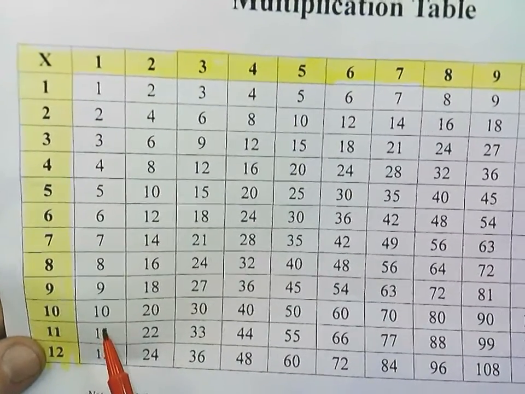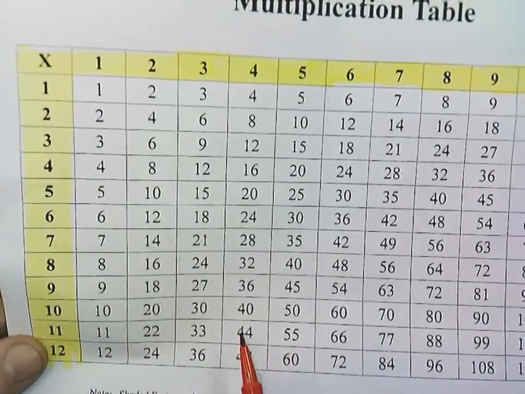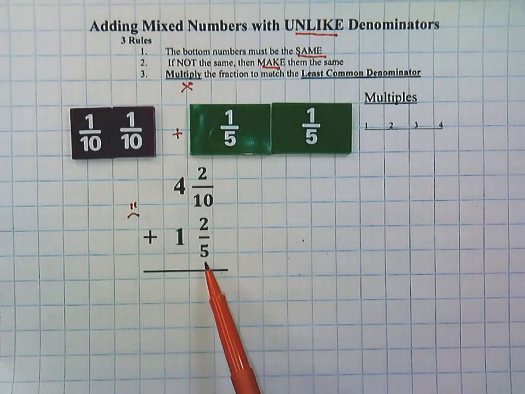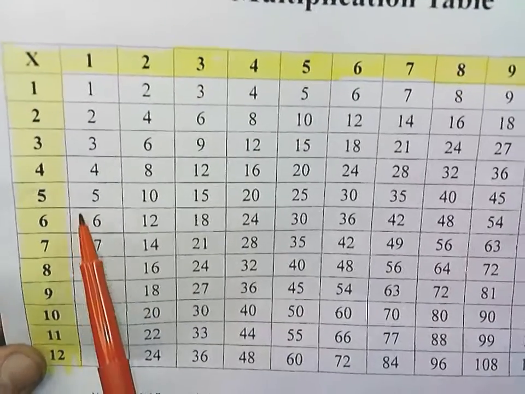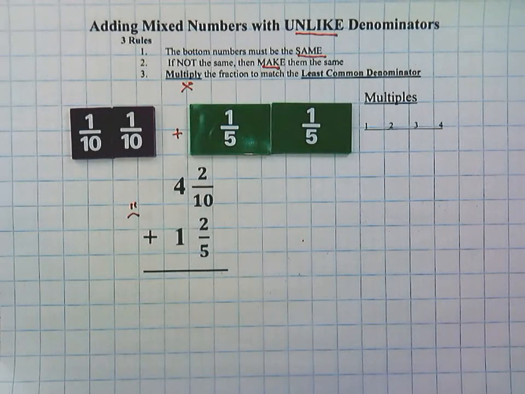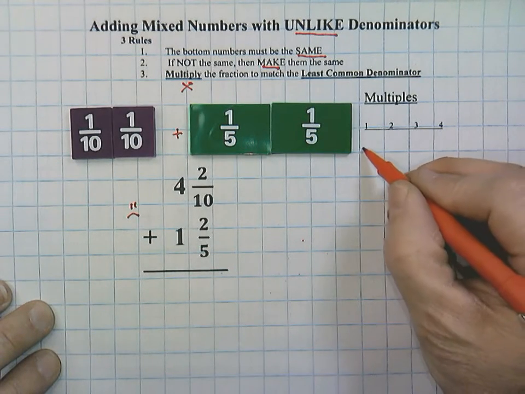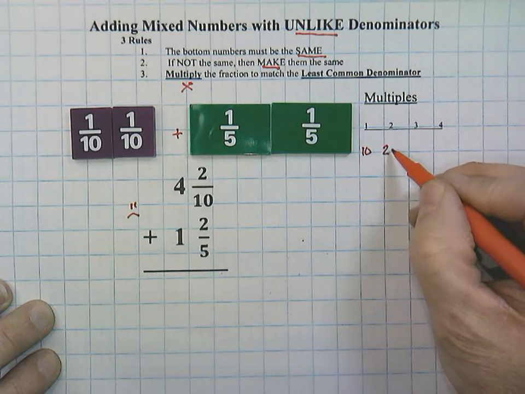Multiples of 10 is just like you're counting by 10: 10, 20, 30, 40. Multiples of 5 are simply when you're counting by 5s. So let's write them up here. Just do a few. I usually do about 4.